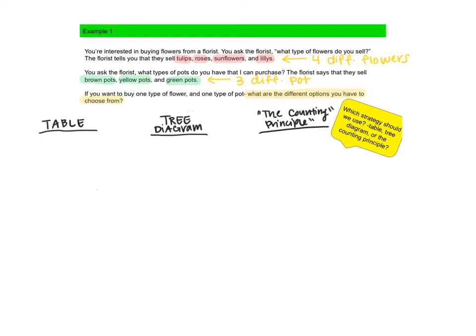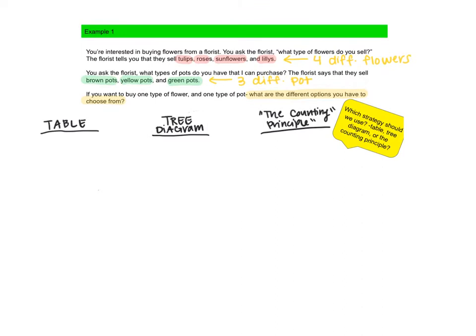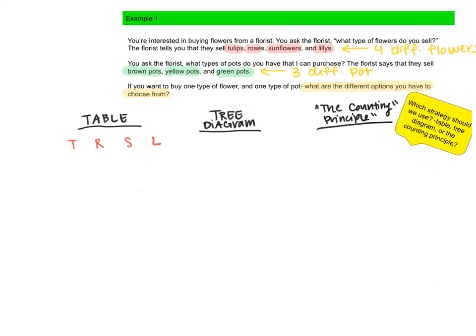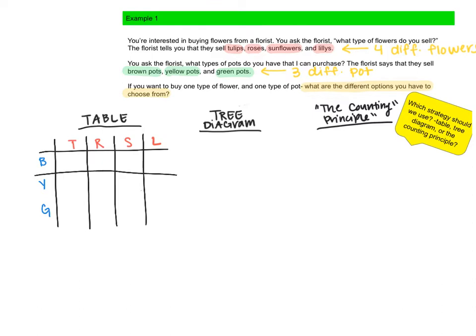And to make the table, we just list out our variable options on the top and the side and create basically a combination table. So we have 4 different flowers. We have tulips. I'm just going to use a T for tulips. Roses, R for roses, S for sunflowers, and L for lilies. Okay, and then on the side, we have 3 different pot choices. We have brown, yellow, and green. Okay, from there I'm just going to line up some lines, some columns and rows so that I stay organized. And then I'm going to list out all the combinations within these cells. I'll do it in green.